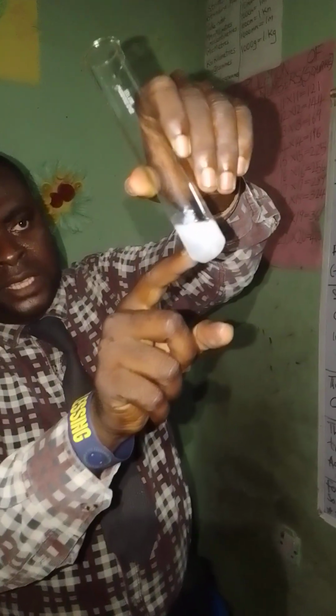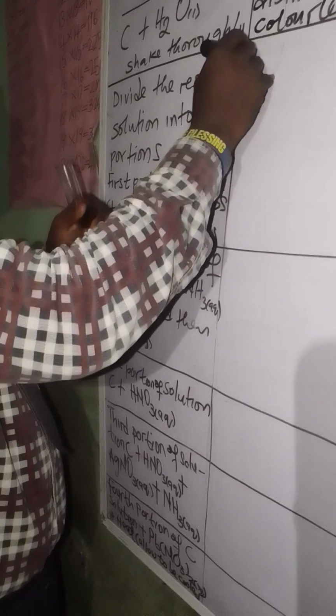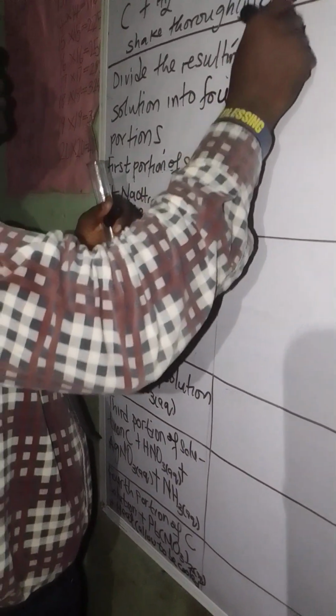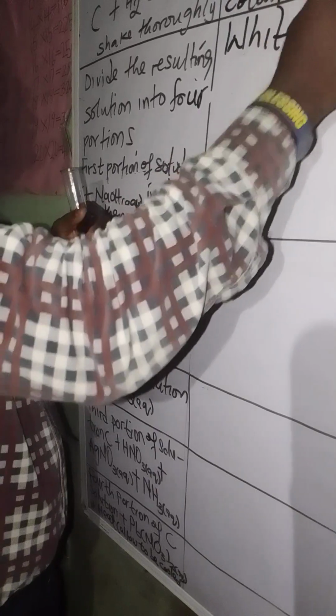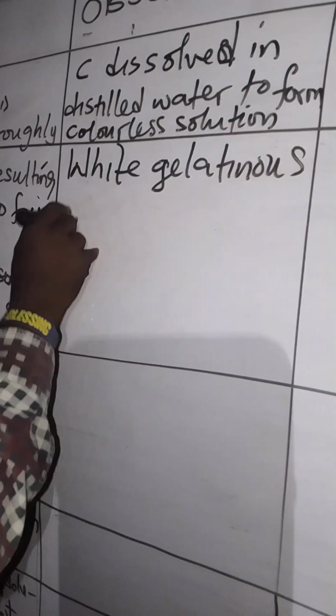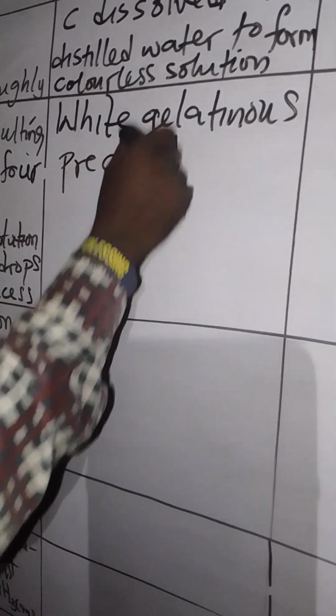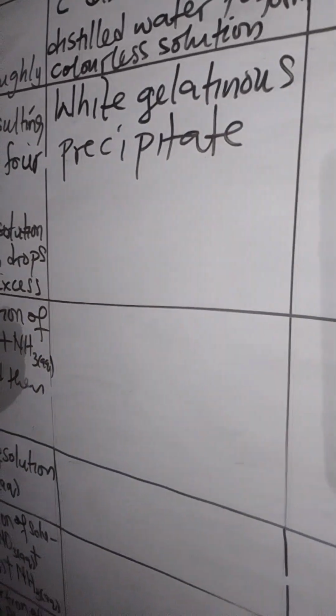Can you see some white precipitate, some white particles? You can see all those particles from the body of this container. It's that gelatinous white precipitate. So in drops, say white gelatinous precipitate. Let's now add it in excess.